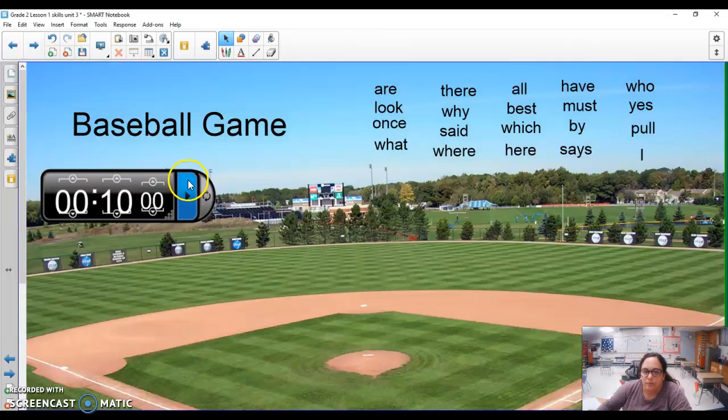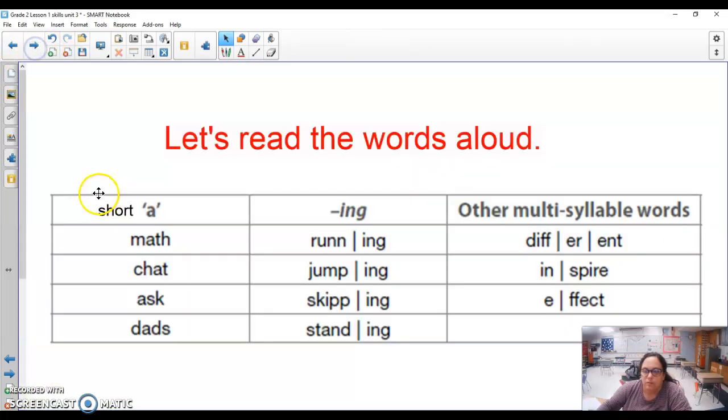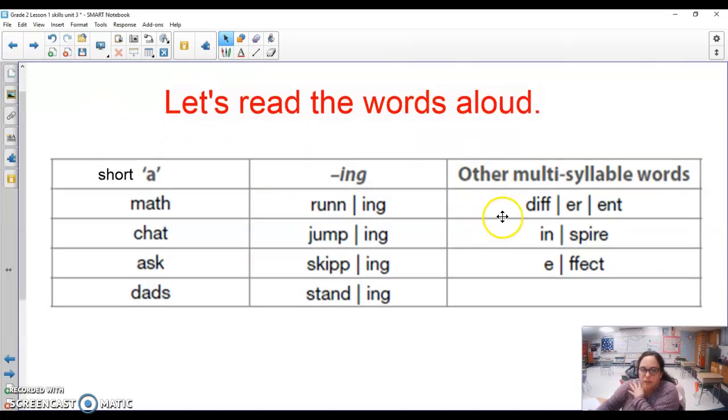Okay. Now the next part. We are going to go ahead and read some words that we are going to find in our read aloud today. Okay? This A is the short A sound. So what does the short A sound say? Ah. Yes. So read the words with me. Ready? Math, chat, ask, dads.